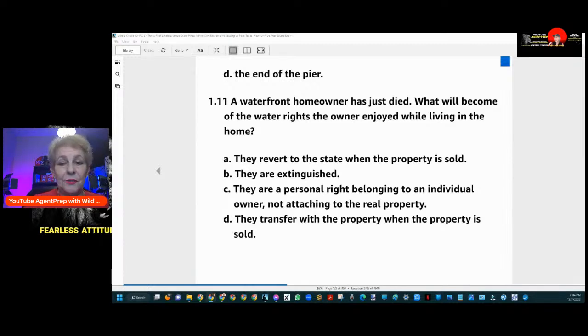And yes, the answer here is D. They transfer when the property is sold. Very good. All right, number 12.